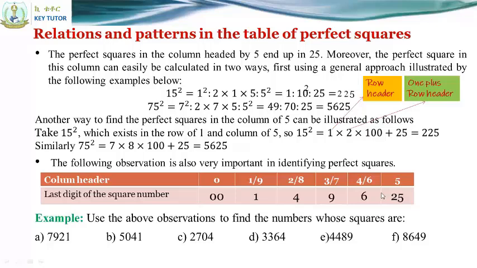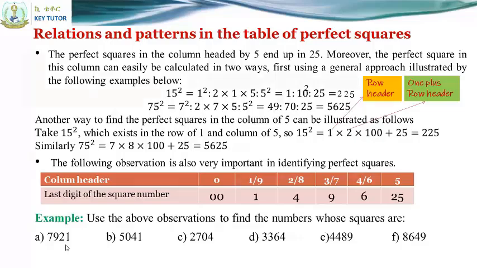We have it previously, we are trying to use this relation very well. So here are examples. You want to find, using the above relations, use the above observation to find the numbers whose squares are 7,921, 5,041, and so on, up to 8,649.